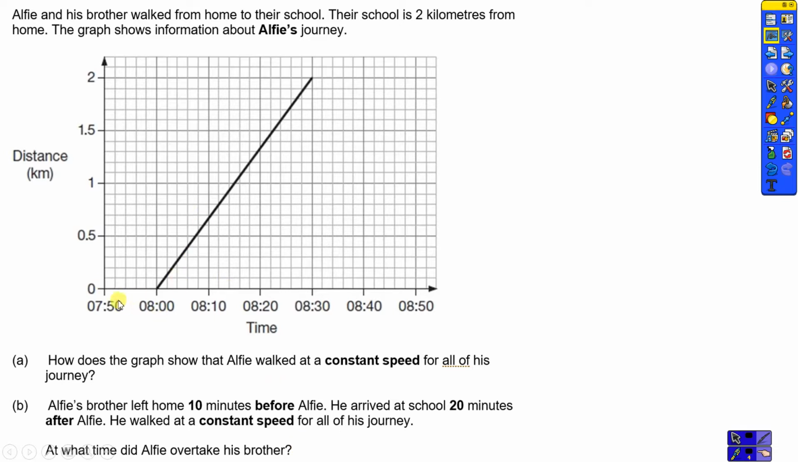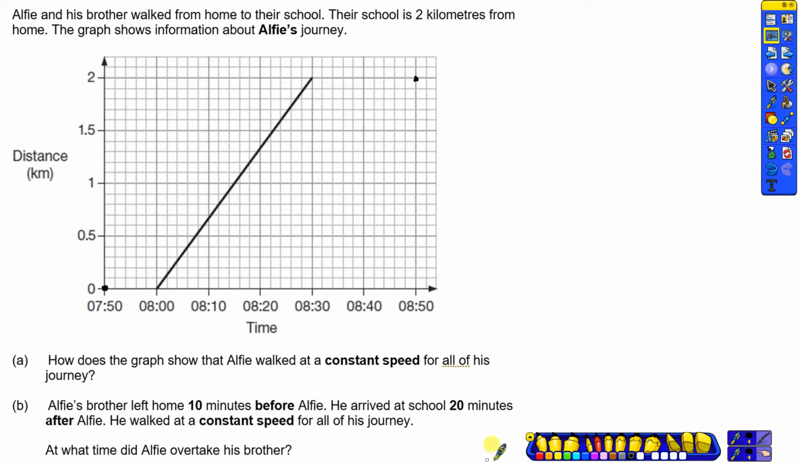So we need to draw a line for Alfie's brother. And he left home 10 minutes before, so he left home at 7:50 because Alfie left at 8 o'clock. He arrived 20 minutes after, so Alfie arrived, if we read down, at 8:30, which means Alfie's brother must have arrived 20 minutes later, so at 8:50, and they're both walking to school, so they're both walking 2 kilometers.